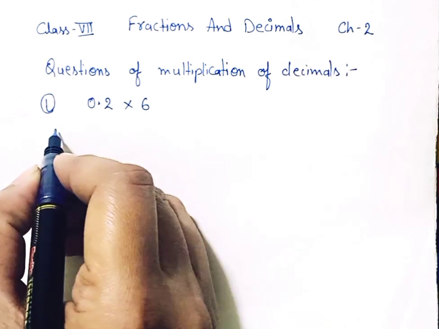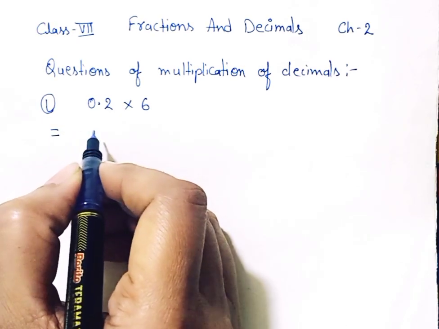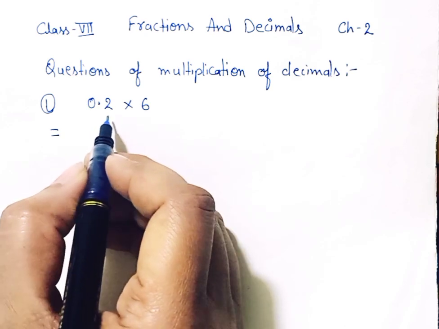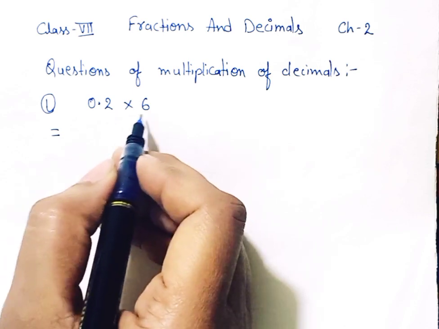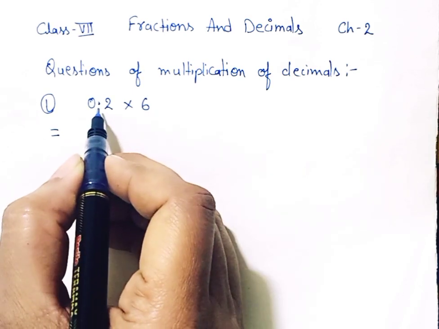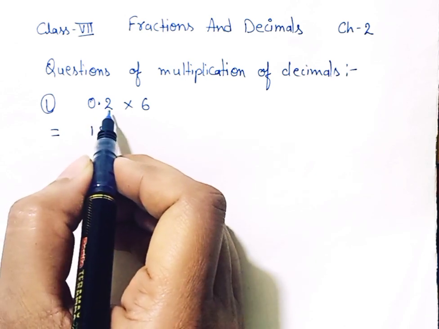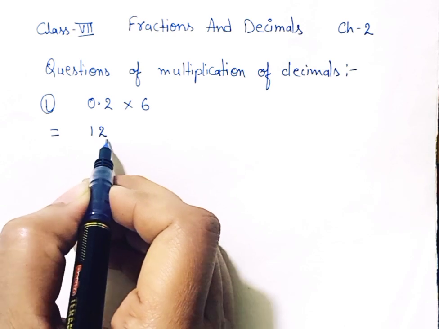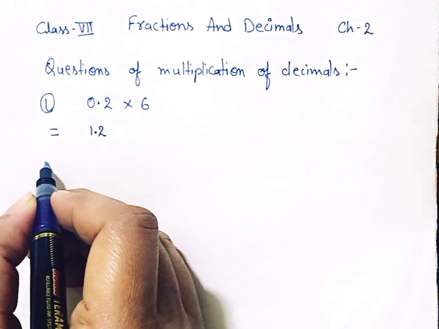Okay, here you have various methods to find it out. You can simply multiply these two numbers, which is 2 and 6. So we have the answer 12. After that, we'll count the number of digits present after the decimal. Here it is 1, so we'll put a decimal from the right side, which is this. 1.2 will be the answer.